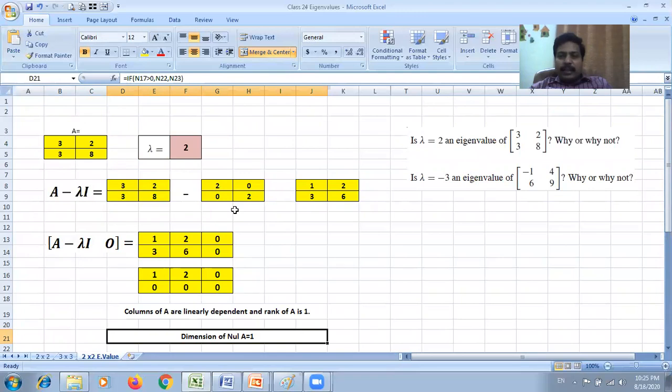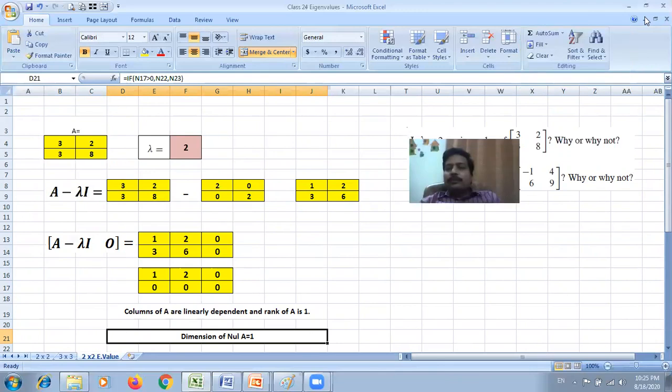Similarly, we can construct simple programs for higher order matrices also.